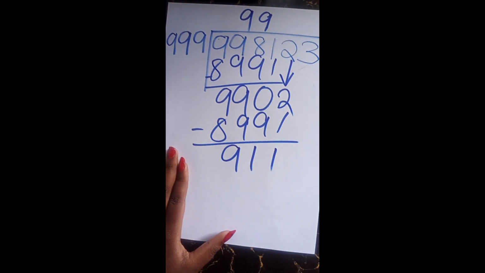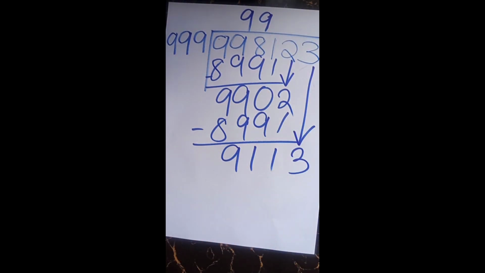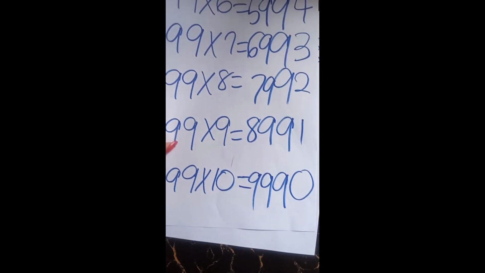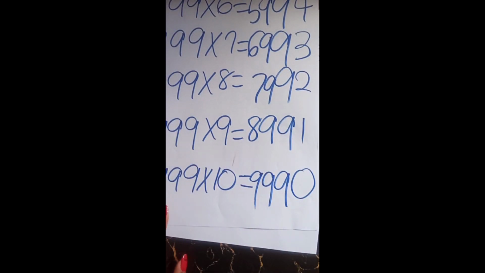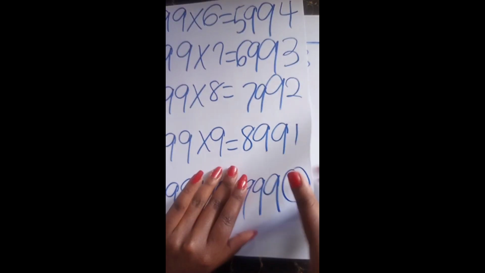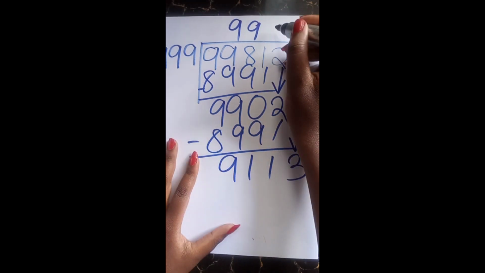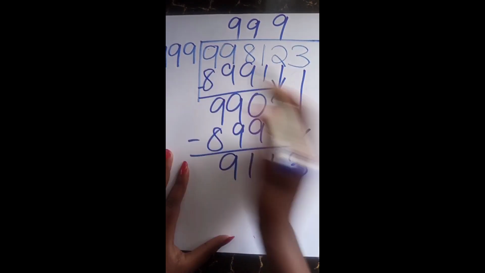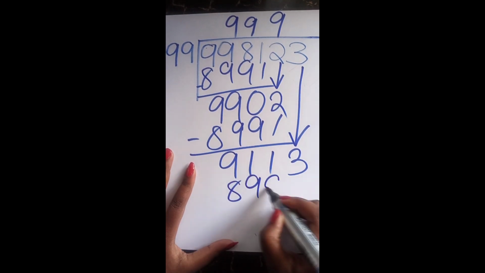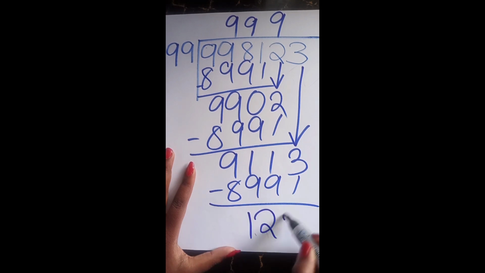The final step would be to drop the 3. When you drop the 3, you have this. So where does this fall in table 999? This is in between this and this, so I should go with this because this is less than this number here. So you'll also write a 9 here because as you've seen, 9 times 999 is this. When you subtract, you get 122.